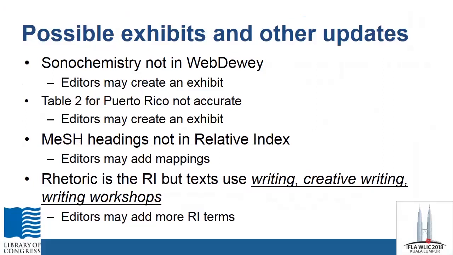Rhetoric is in the relative index, for instance, but we get texts for writing, creative writing, writing workshops, and those terms are not in the relative index. So we don't think in terms of rhetoric that way. That's something that the editors may update the relative index to add those terms.